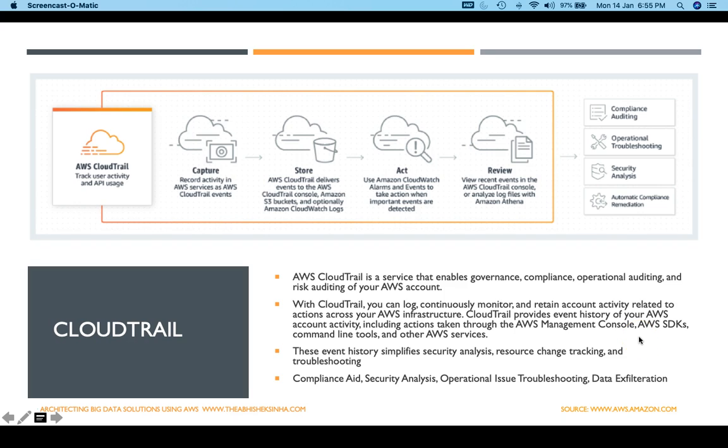Welcome to this lecture. In this lecture, we are going to talk about CloudTrail. AWS CloudTrail is a service that enables governance, compliance, operational auditing, and risk auditing for your AWS account.